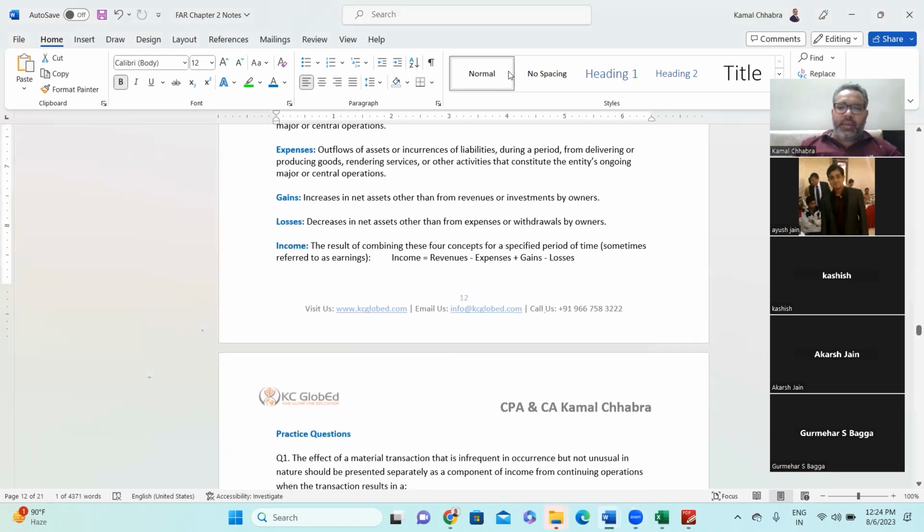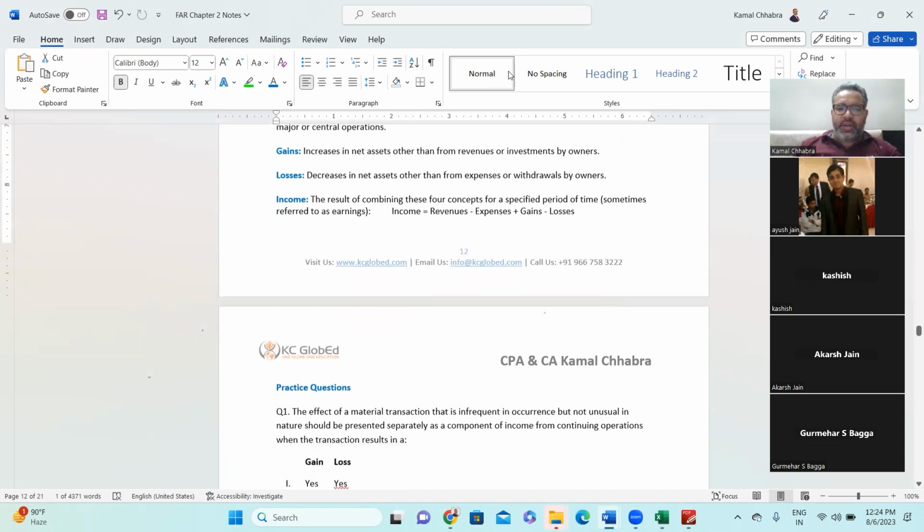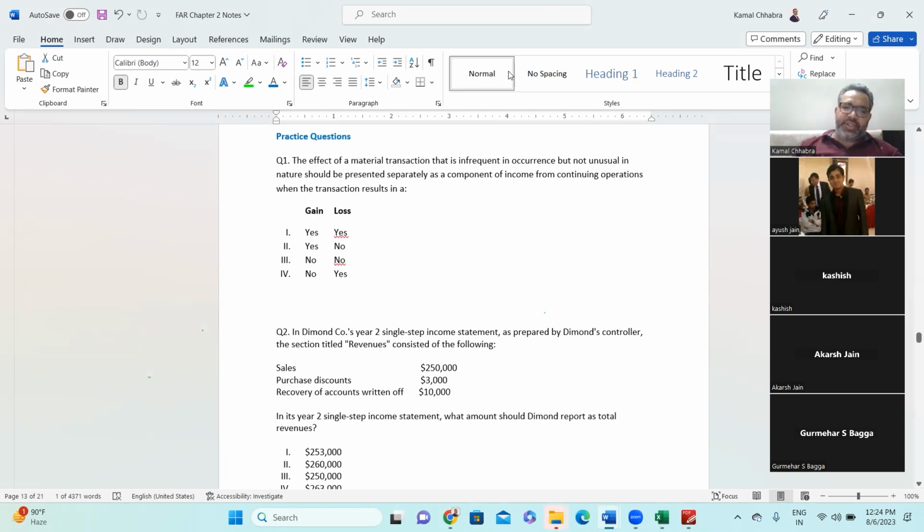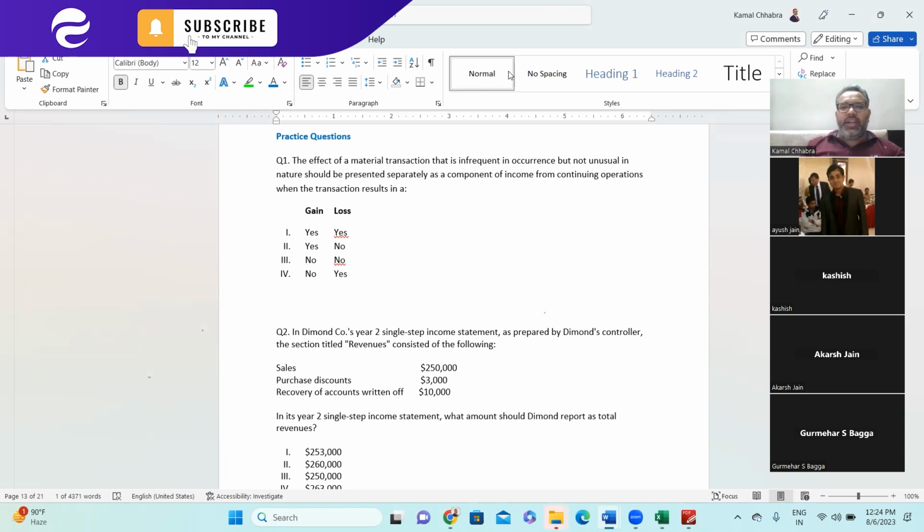And revenue minus expense plus gain minus losses will result in income, right? Let's do some practice questions really quick to understand the balance sheet concept and income statement concept. The effect of a material transaction that is infrequent in occurrence but not unusual in nature should be presented separately as a component of income from continuing operations when the transaction results in what? Gain or loss?